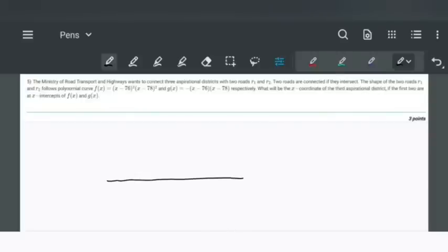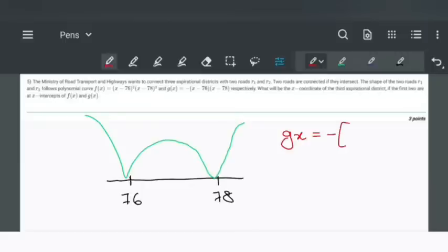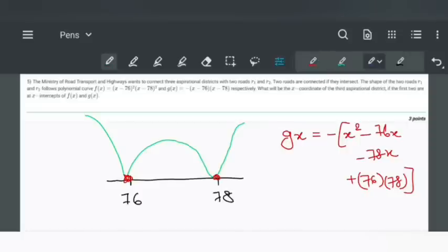So let us take a rough idea of the f of x graph. Let us take this as the x-axis, with points 76, 78. By the wavy curve method, f of x would be positive, positive, and positive. And g of x is equal to minus of x squared minus 76x minus 78x plus 76 into 78, which is the negative of a quadratic polynomial, and g of x also has x-intercepts at 78 and 76. With a negative coefficient it will open downwards while connecting a total of 3 points 1, 2 and 3.